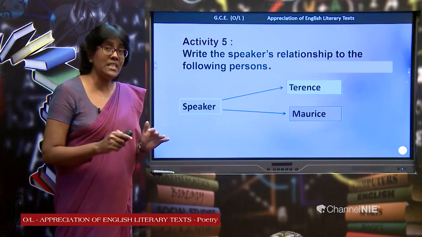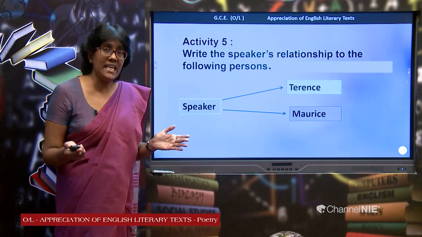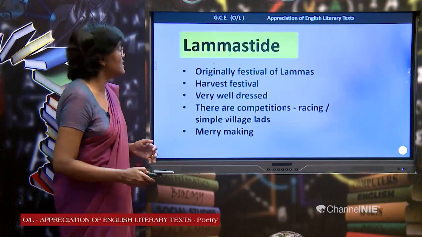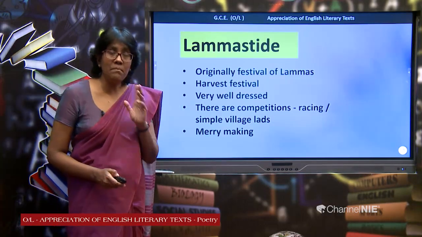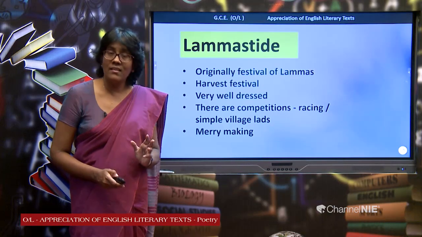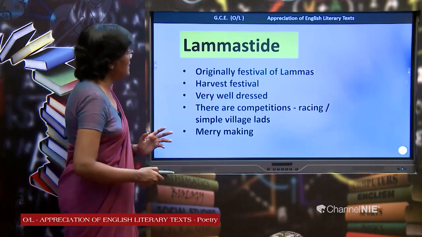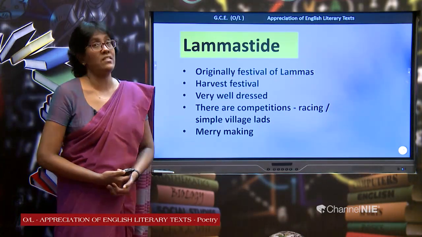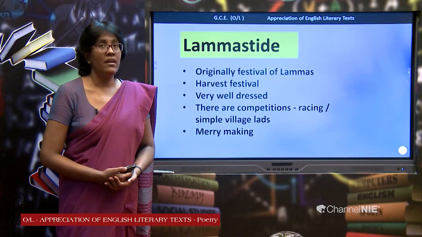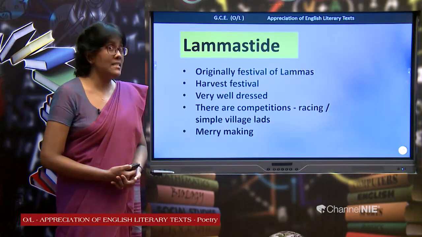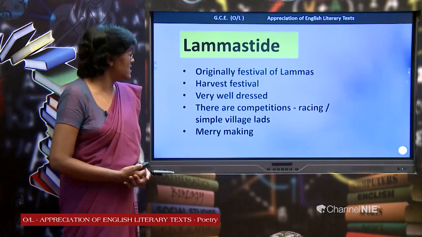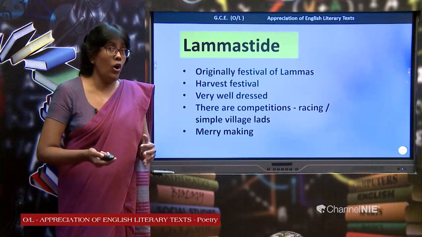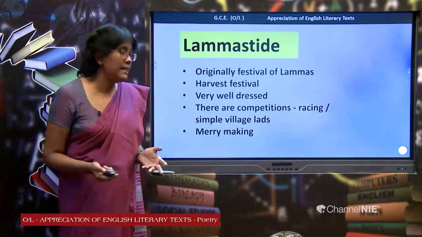The connection between the speaker and Morris, you can say, is that they are brothers, his own brother. They are siblings. Right. Another important word that you should understand is Lammerstide. Lammerstide is originally a festival of lambs, right? And it's a harvest festival, like the New Year that we celebrate, they also celebrate on a very grand scale.